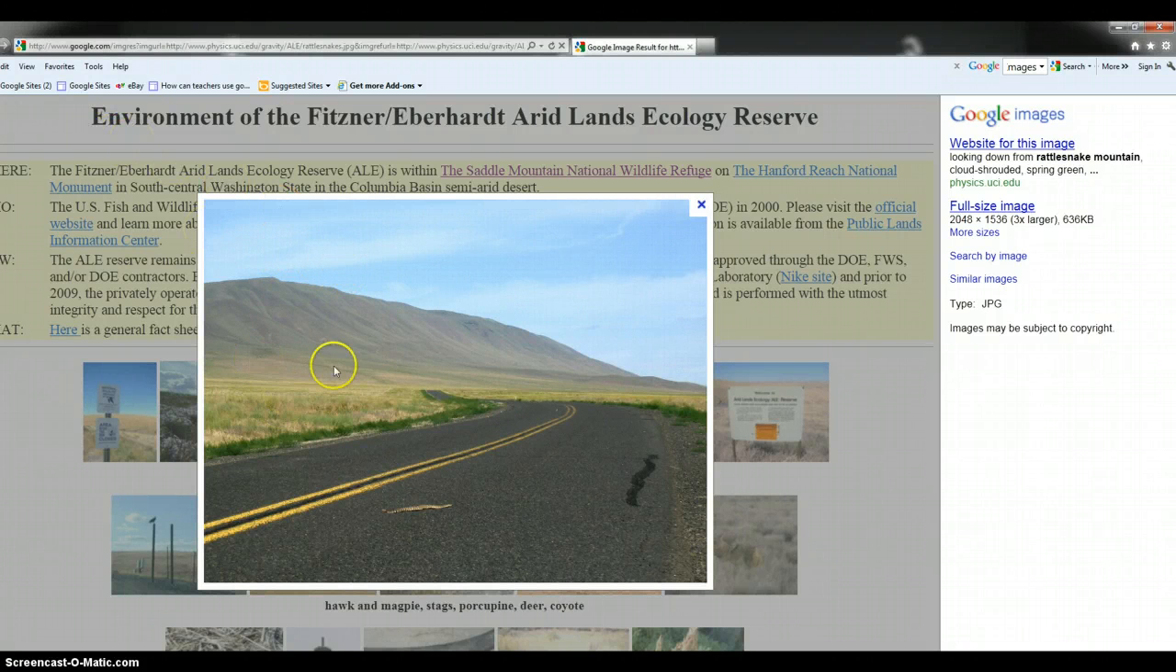And today, this is now called the Dick Fitzner and Lee Eberhardt Arid Lands Ecology Reserve. Dick and Lee was my mentor in the field there, and Dick was a fellow student. He went to Western Washington State University. Dick and Lee were flying together a few years ago and flew into a wall of a canyon when they were following a hawk that had been radio collared. So I choke up sometimes when I think of those guys.